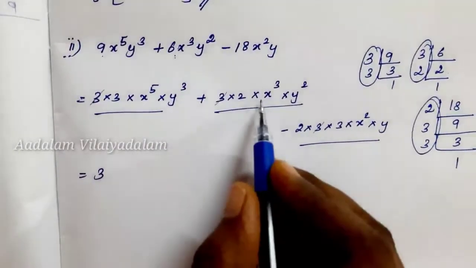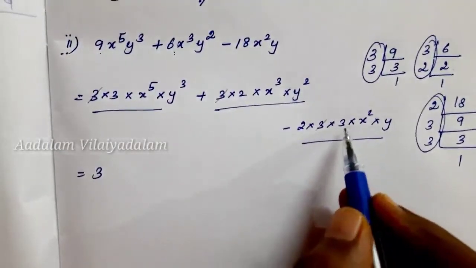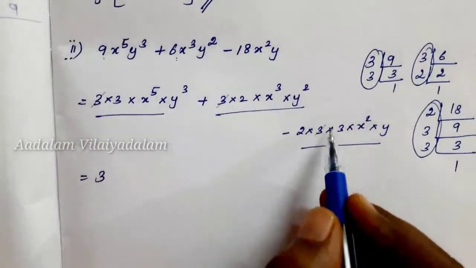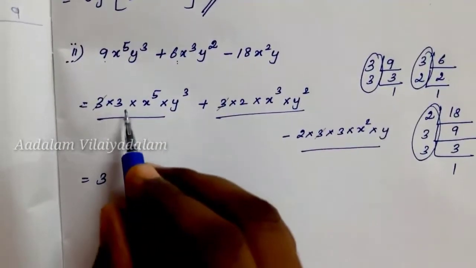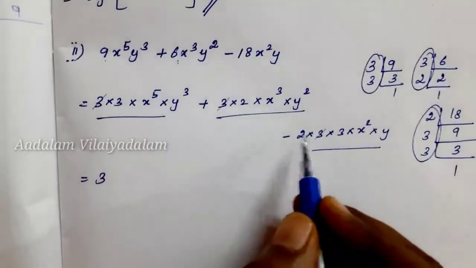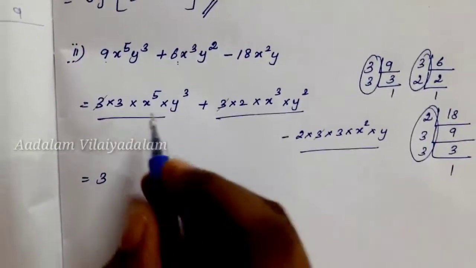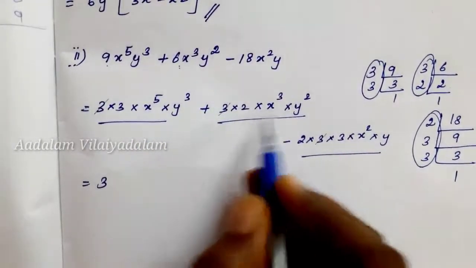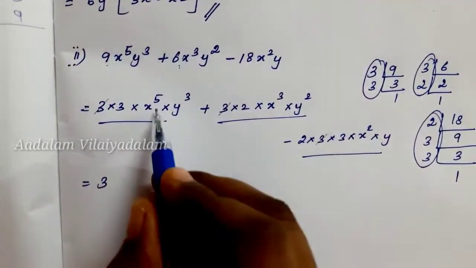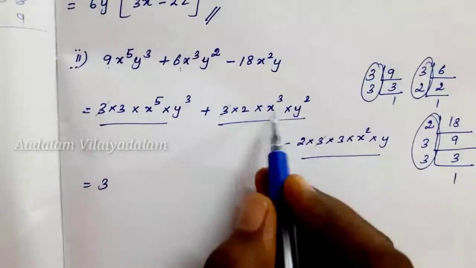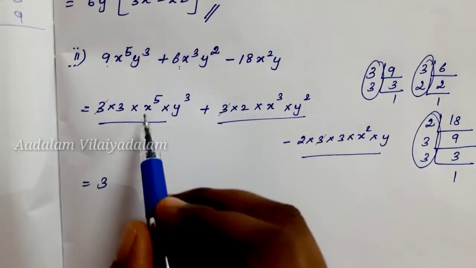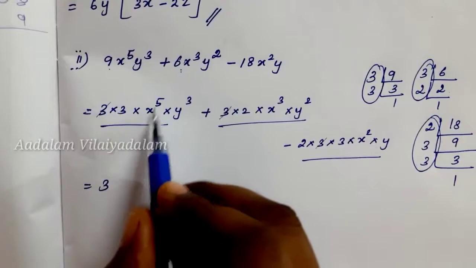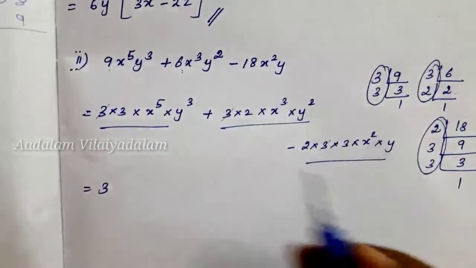Is there one more 3? There is no. But here there is one more 3. But if it exists in 3 terms, we can take it out. But here 3 exists in 2 terms, so we should not take it out. So therefore skip for this variable. So x. So x is there in the 3 terms, isn't it? So x power 5, x cube and x square.